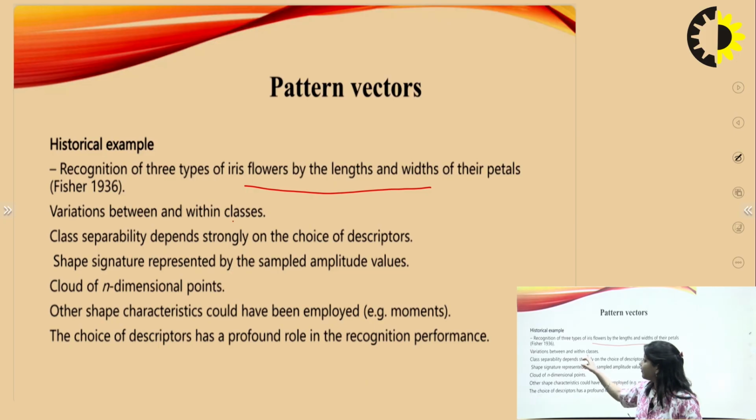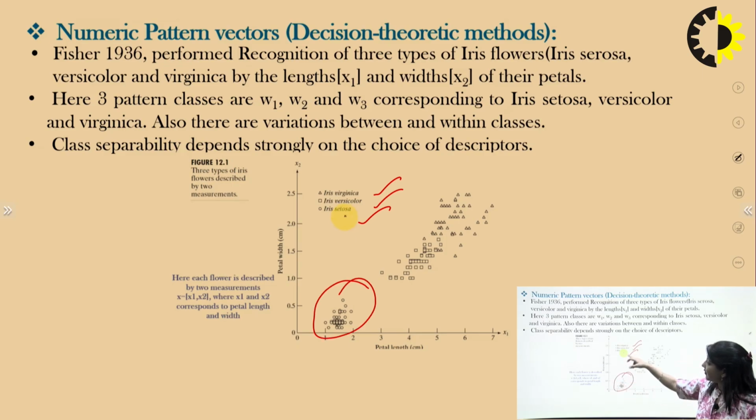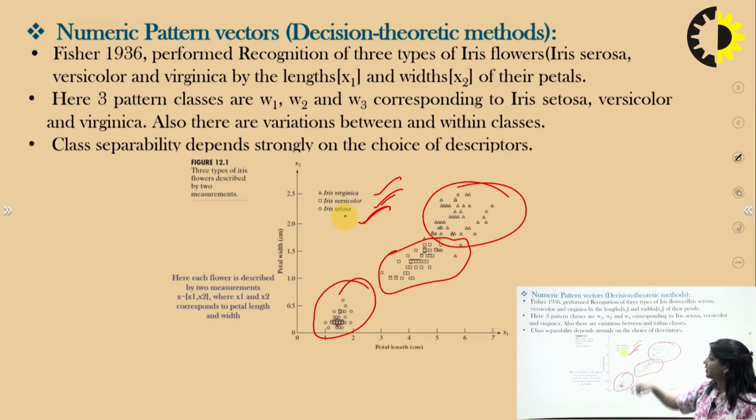So variation between and within the classes. This is an example in the case of a quantitative descriptor. These are the three varieties of flower: Iris virginica, Iris versicolor, and Iris setosa. We plot these features in a 2D plane, where the round points are Iris setosa, the square points are Iris versicolor, and the triangle points are Iris virginica.